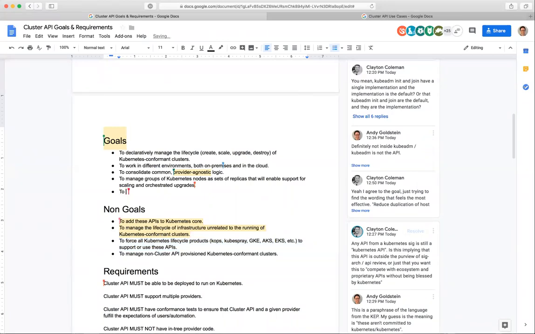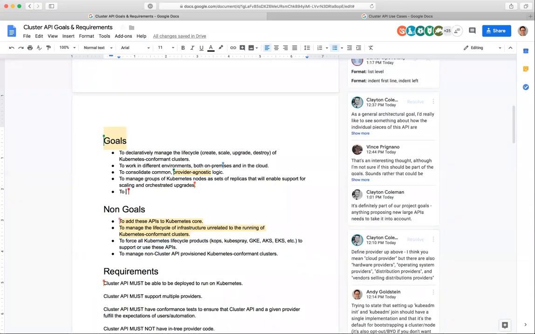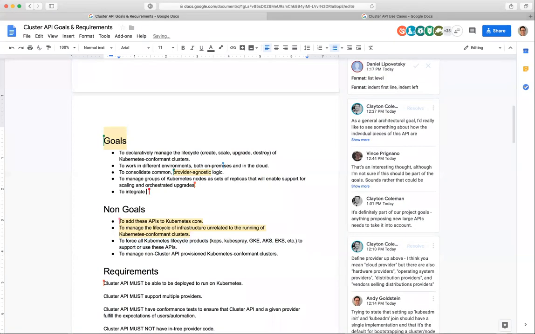I'll write it down and put the Node Problem Detector as an example, and we can wordsmith. To avoid replicating functionality of existing components. So I think there's a line to walk here too.